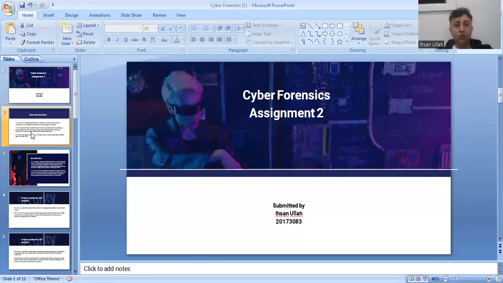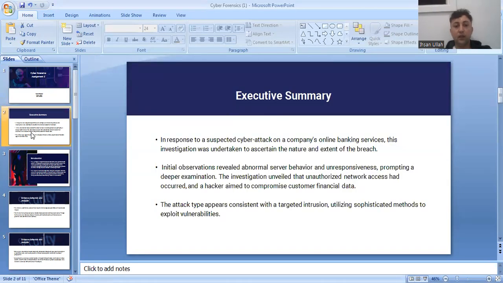Now let's go to the executive summary. In response to a suspected cyber attack on a company's online banking services, this investigation was undertaken to ascertain the nature and extent of the breach.